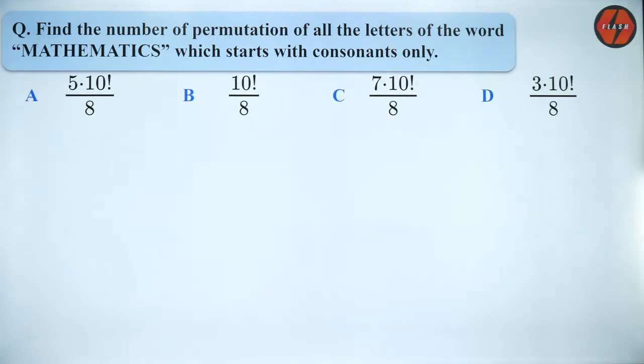Okay? So what is the question asking? Find all the permutations of the letters of the word mathematics, which start with consonants only. I hope everybody knows what consonants are. Consonants are all the letters apart from vowels. What are vowels? Vowels are A, E, I, O, U, and everything apart from that will be consonants only. Are you guys able to get that? Everybody. So shall I help you, or do you guys want to do it?